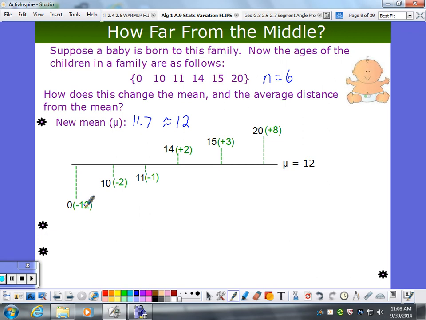What happened to my distances? So the new baby is 12 under the mean. The 10-year-old is now 2 under the mean. The 11-year-old is 1 under the mean. Now the 14-year-old is 2 above, 3 above, 8 above. So remember what we do is we take these absolute values. So I'm going to average these distances. Yeah? All right, we following?